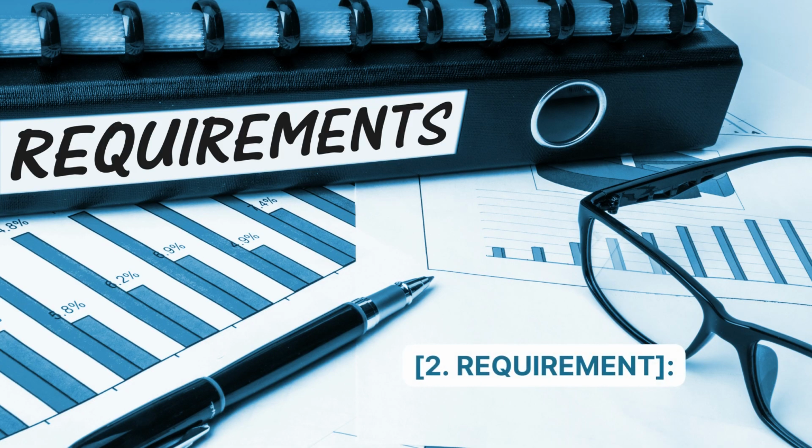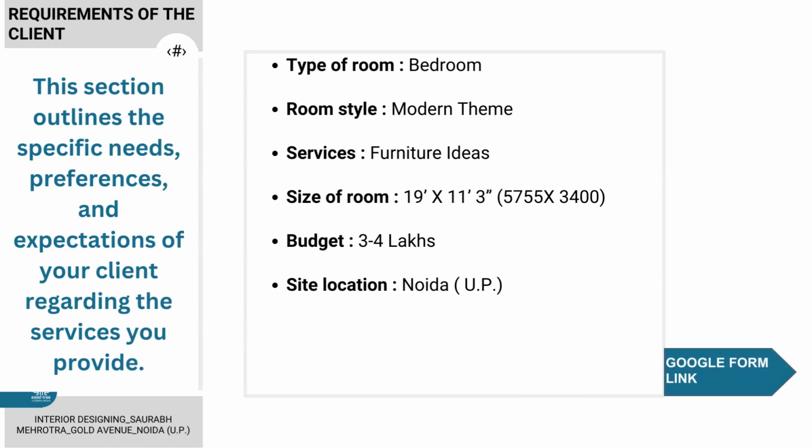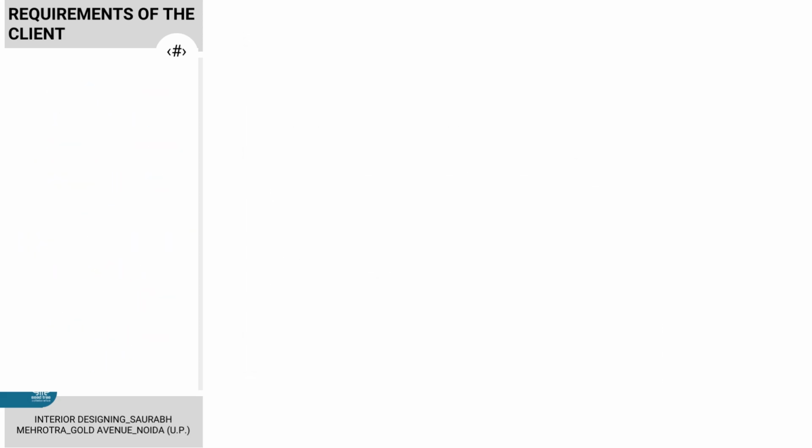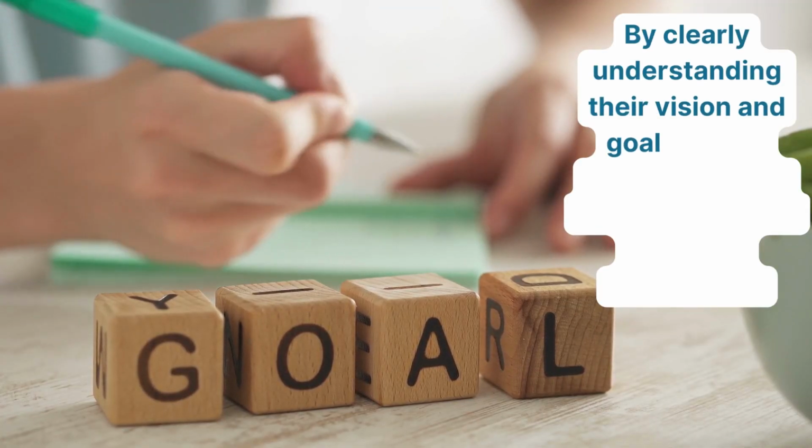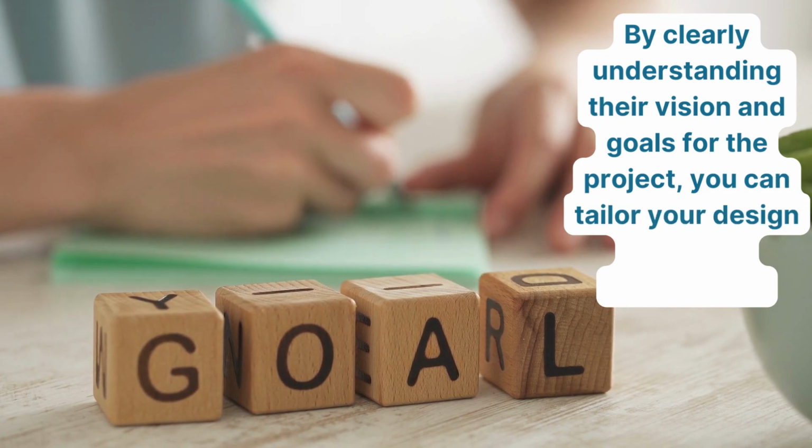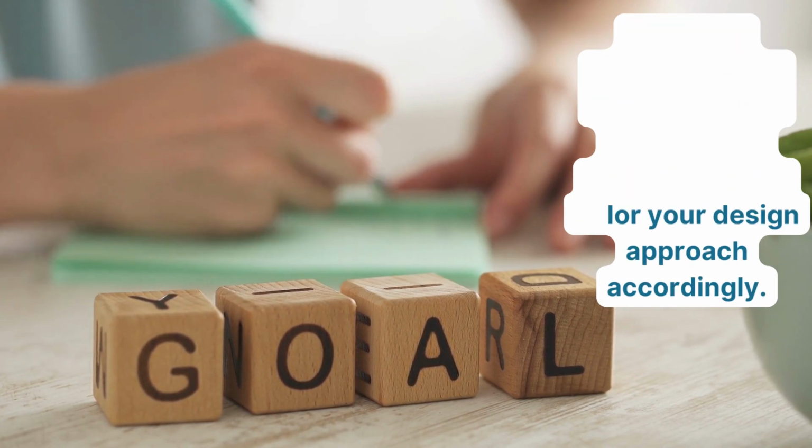Number 2. Requirement. This section outlines the specific needs, preferences, and expectations of your client regarding the services you provide. By clearly understanding their vision and goals for the project, you can tailor your design approach accordingly.